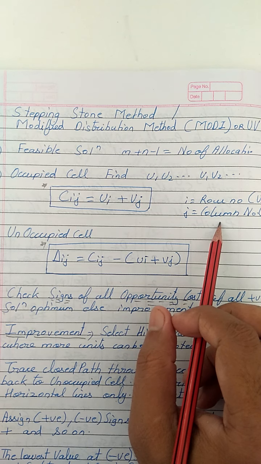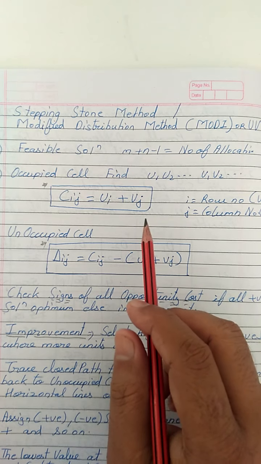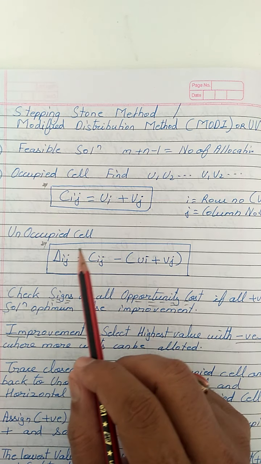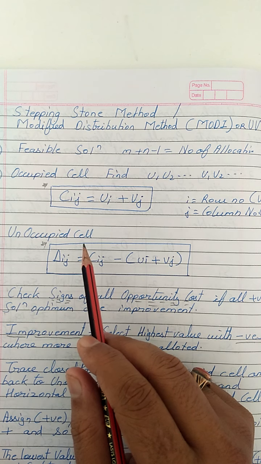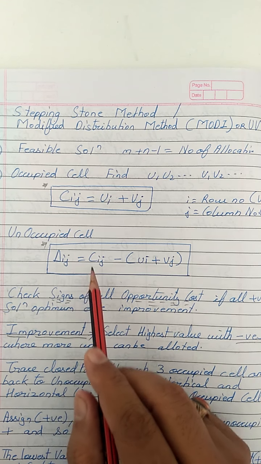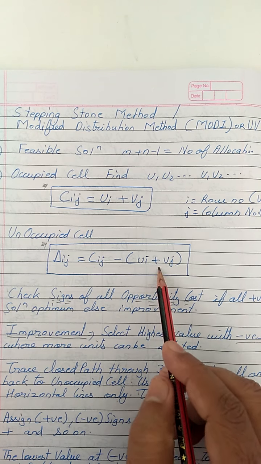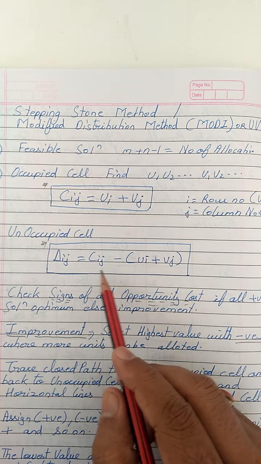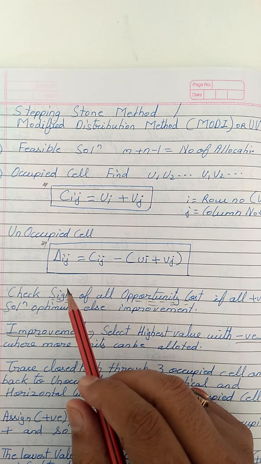and j is the column number. Once you do this for the occupied cells, then we need to find the opportunity cost for the unoccupied cells. Unoccupied cells means where allocations have not been done. Now how to find this? The formula is delta ij equal to Cij minus (Ui plus Vj). So once we use this formula, we can find the opportunity cost for the unoccupied cells.